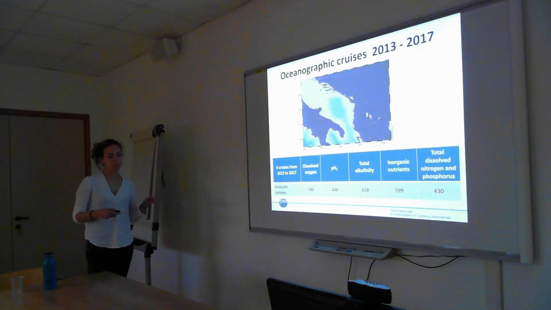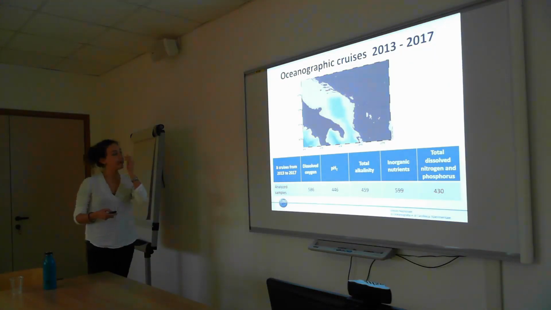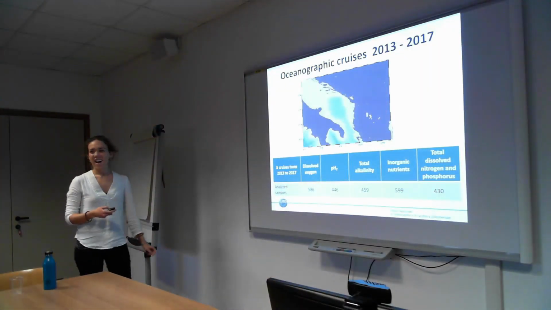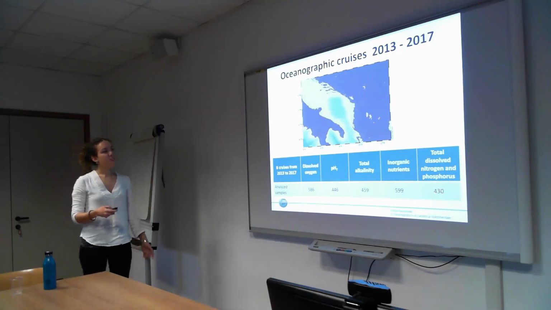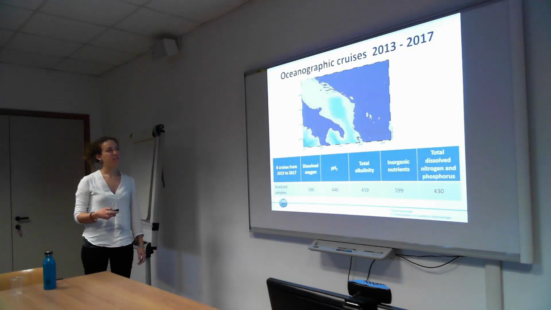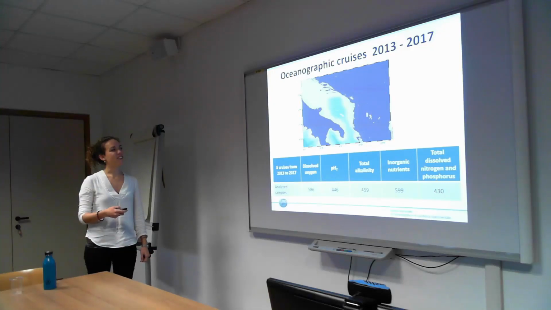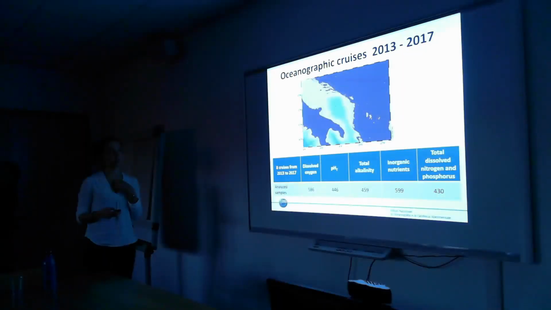But we do not only have sensors that measure continuously, we also do cruises, as Pepe said this morning. We had 8 cruises from 2000 to 2017. Unfortunately, we didn't have the full transect for all the cruises because half of it is in Croatian waters, and we do not always have the permission to go there. So 4 of them are complete and 4 are just half of the transect. We took samples for dissolved oxygen, pH, total alkalinity, inorganic nutrients, and total dissolved nitrogen and phosphorus.